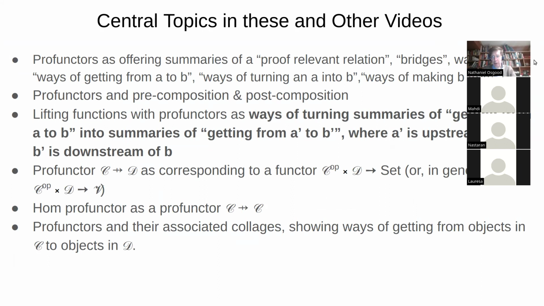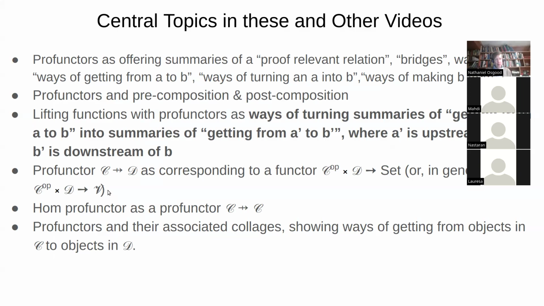Okay, so we've talked in our previous sessions on this profunctorial topic about profunctors as ways of turning summaries of getting from A to B into summaries of getting from A prime, where A prime is upstream of A, to B prime, where B prime is downstream of B. So given that we know how to get from A to B, we can know how to get from A prime, where we can get from A prime to A, and then follow the thing from A to B, and then go from B to B prime.